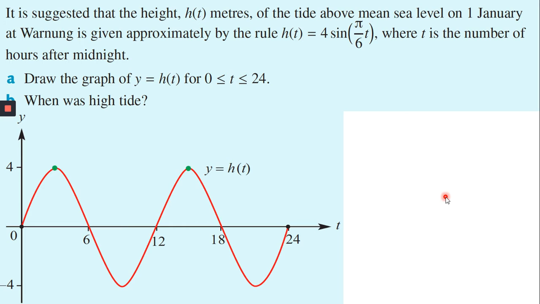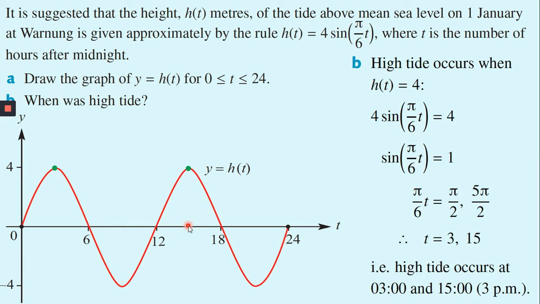When was high tide? We can see high tide is there and there. So just by guessing, I'd say that's probably 3 and that's probably 15. But let's do the maths. So we put this equal to 4 and solve it. When we divide by 4, 4 divided by 4 becomes 1. Then we look up our exact values. So pi on 2, and next one's going to be 5 pi on 2. So we've got pi on 6 t, so we want to find out what actually t is. So we're going to times by 6, divide by pi, gets 3 and 15, which is what I said.